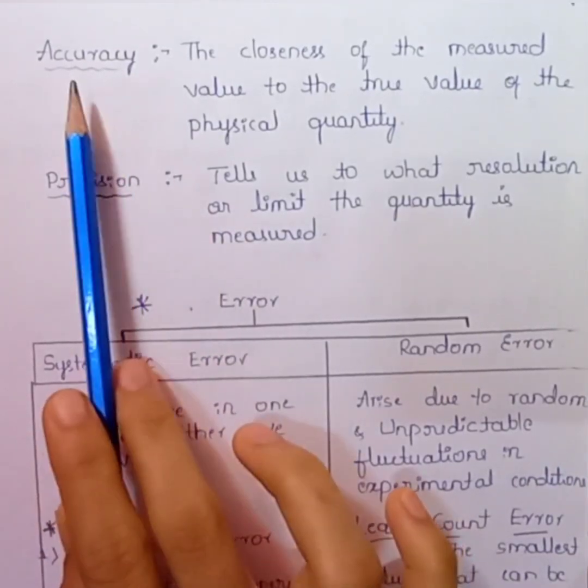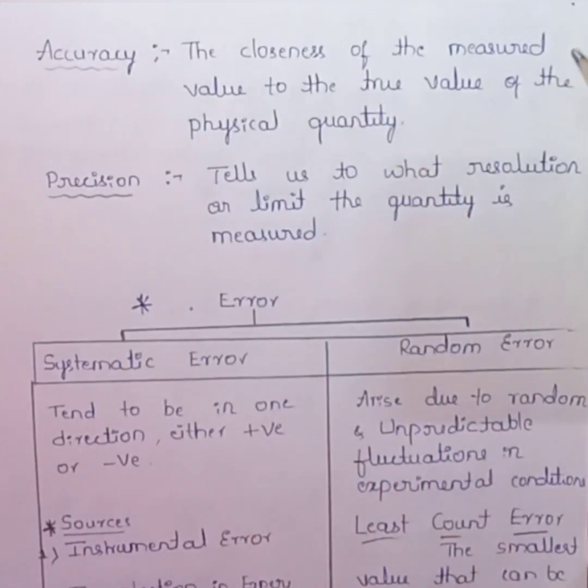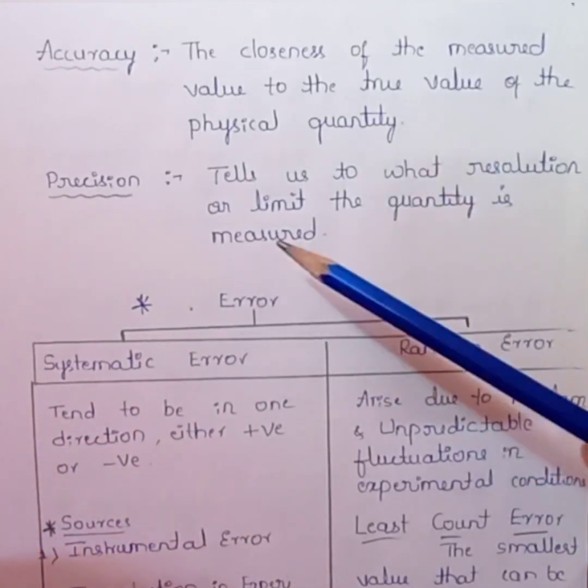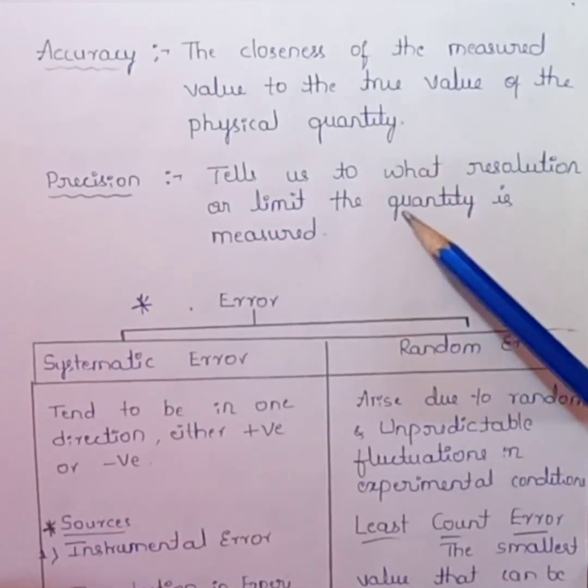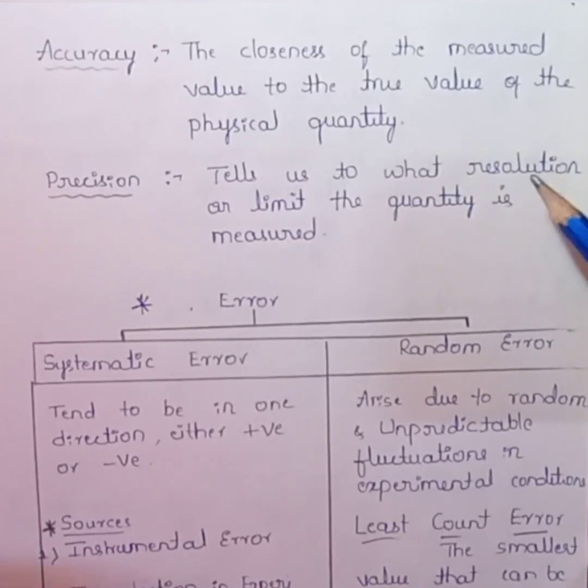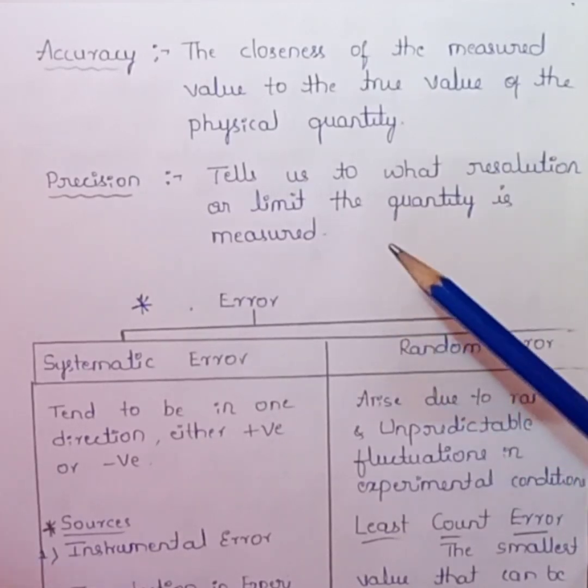Then what do we mean by accuracy? Closeness of the measured value to the true value of the physical quantity. Next one is precision, which tells us to what resolution or limit the quantity is measured.